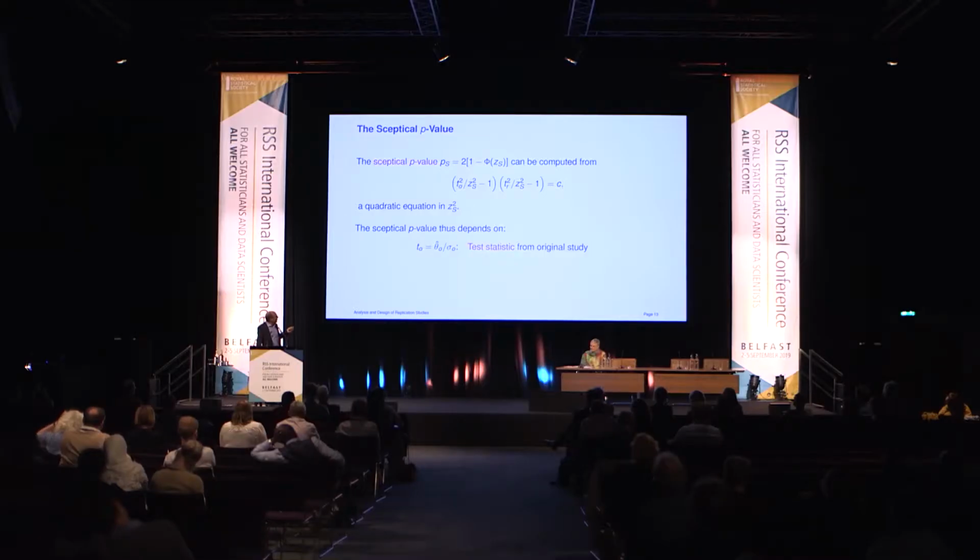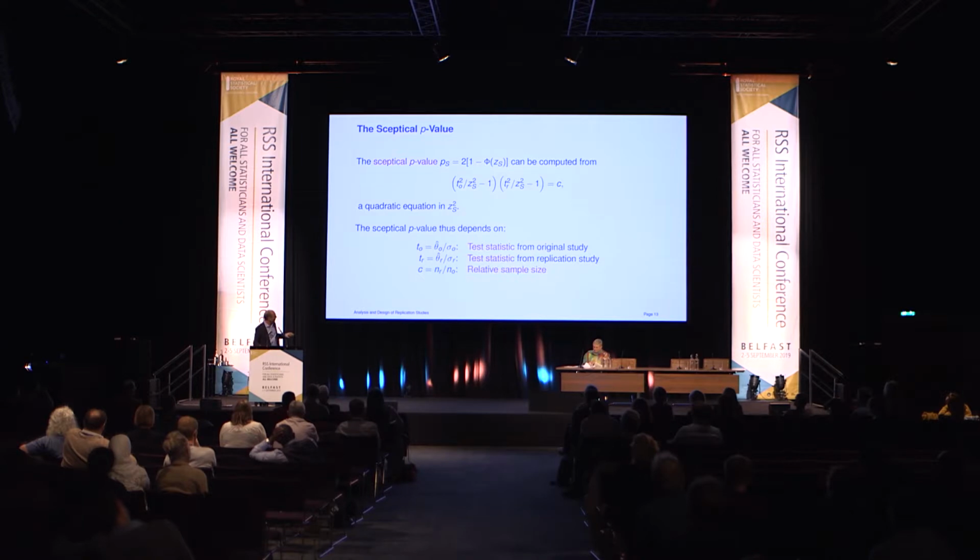So let's have a look at what's actually relevant to calculate this number. The first thing is t_O squared, that's just the test statistic from the original study, so essentially the p-value from the original study. Then we have the test statistic from the replication study, again the p-value from the replication study, so both enter here, plus on the right side you see c, which is the relative sample size. So that also enters. The relative sample size is the sample size of the replication study compared to the original study. You can also describe this with the corresponding variances, which I did in the paper, but in this presentation, to keep it short, I did it with the relative sample size.